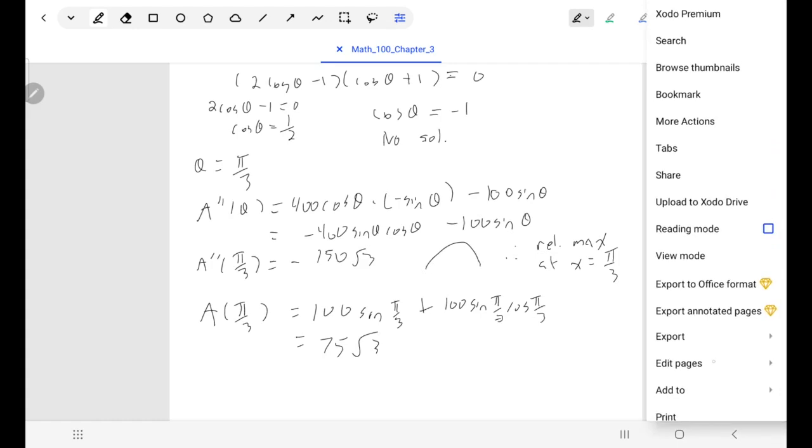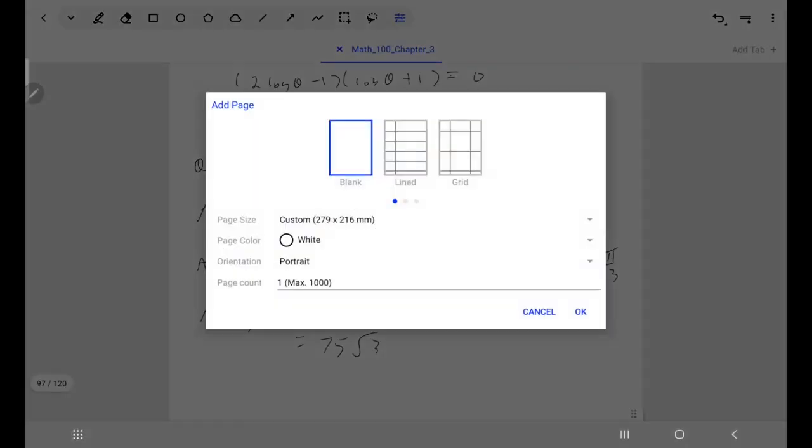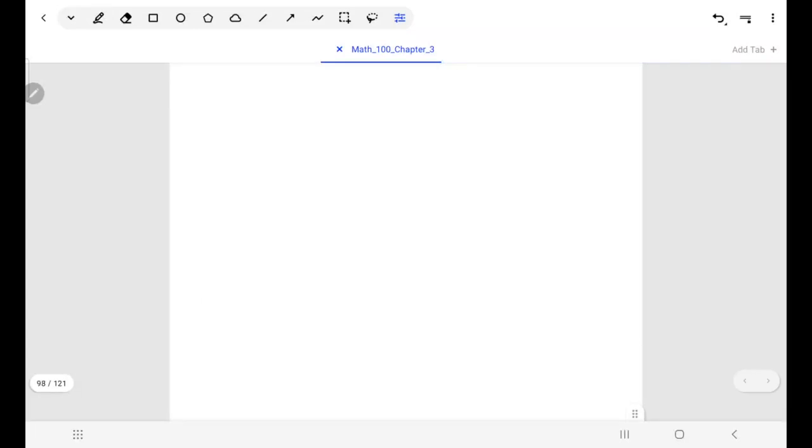So now the next thing that we need to do is to figure out what is the behavior at the endpoints. Let's add another extra page here and figure out what's happening to our area as theta approaches 0, and also what happens as theta approaches 2 pi over 3. We'll be approaching 0 from the right, and we'll be approaching 2 pi over 3 from the left. We'll be interested in what happens to our area function, 100 sine theta plus 100 sine theta cos theta.